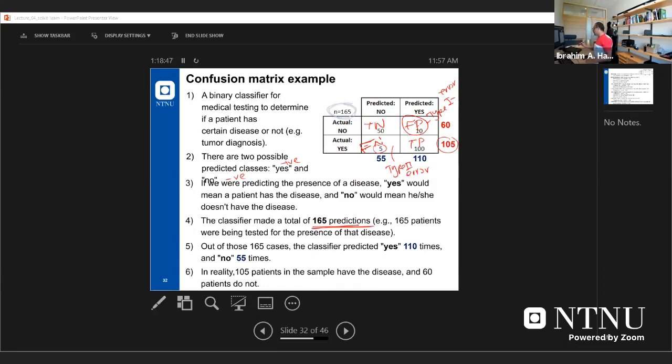So the model has 60 negative, and our model was able to classify 55 of those, right? And we have 105 positive, and the model was predicting 110 as positive, right? So this is the predicted, this is actual. Predicted positive, this is actual positive. Predicted negative, this is actual negative.